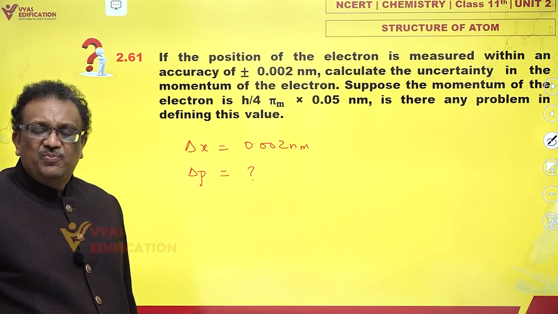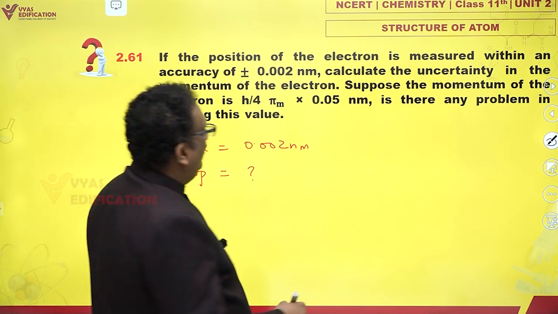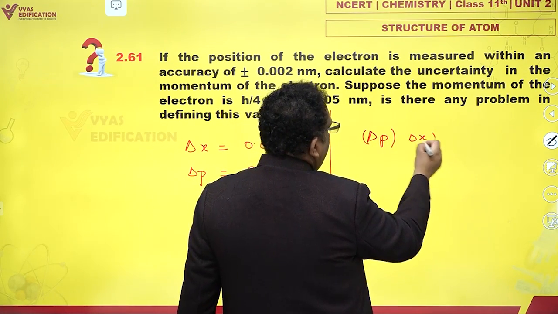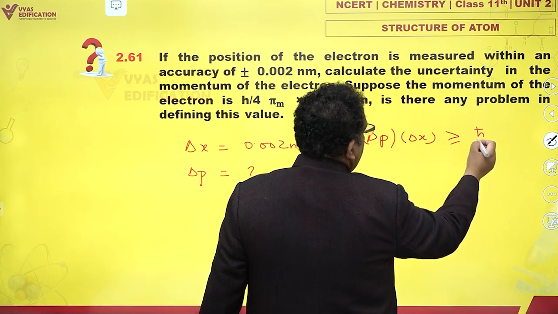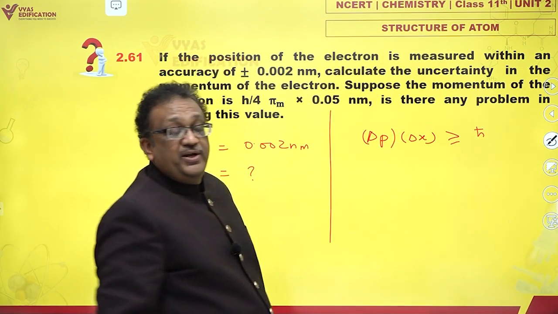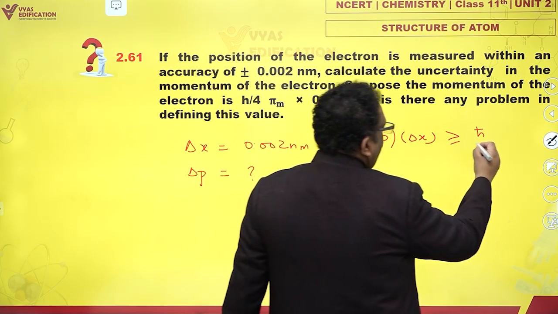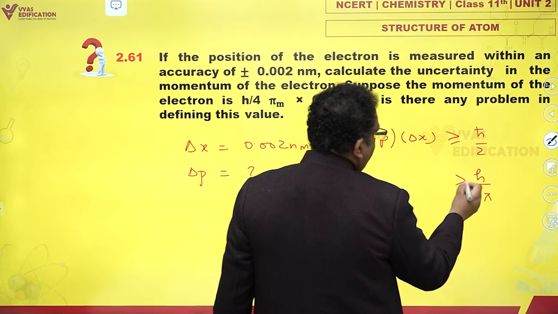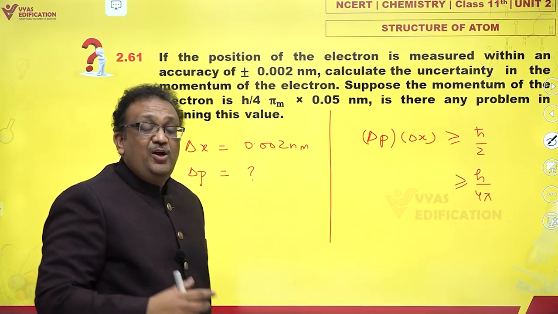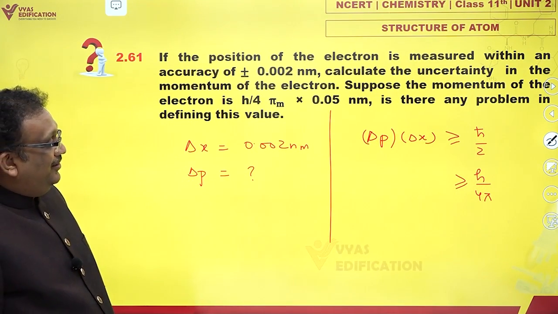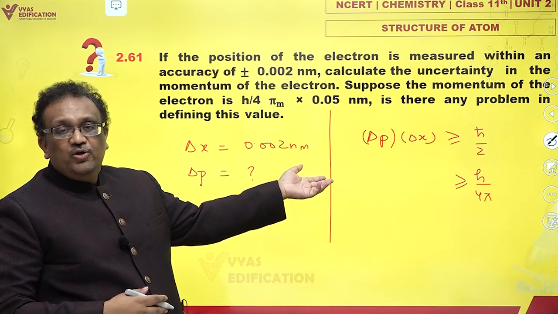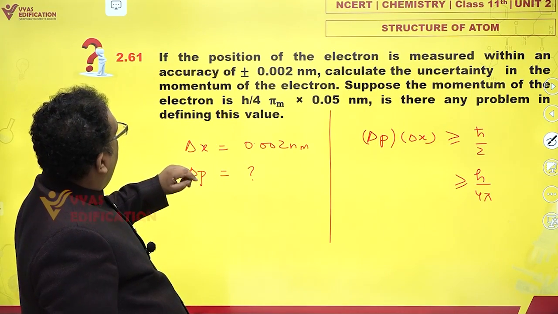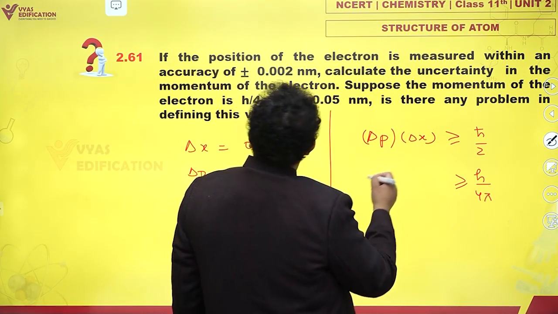You remember Heisenberg's principle? From there we have a formula. Uncertainty in momentum into uncertainty in position is greater than or equal to h cut by 2. And h cut is h by 4 pi. In limiting case, it may be equal to h by 4 pi. All we need to do is to just substitute. I'm given delta x, the uncertainty in position. I'm supposed to find delta p.